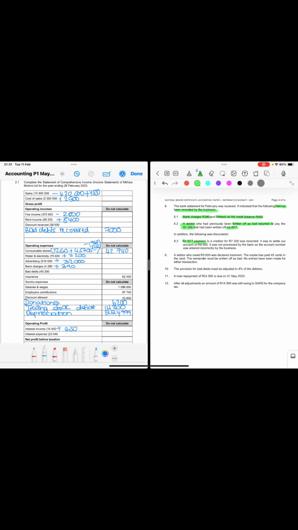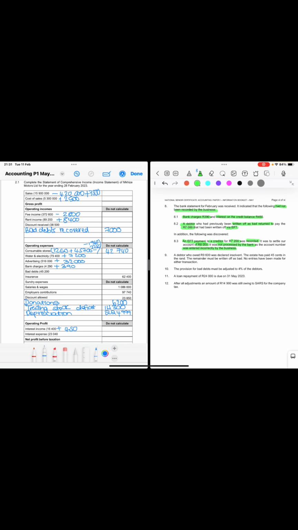In addition, the following was discovered. An EFT payment to a creditor of 7,200 was recorded. It was to settle our account of 8,000. It was not processed by the bank. The account number was entered incorrectly by the business. So we paid someone else. We didn't pay the right creditor because we entered the account number wrong. So then we need to reverse the transaction that we recorded. Now we're sitting in an account of 8,000 and we only paid 7,200. So that means the rest would have been 800, and that 800 would have been discount that we received for settling our account.